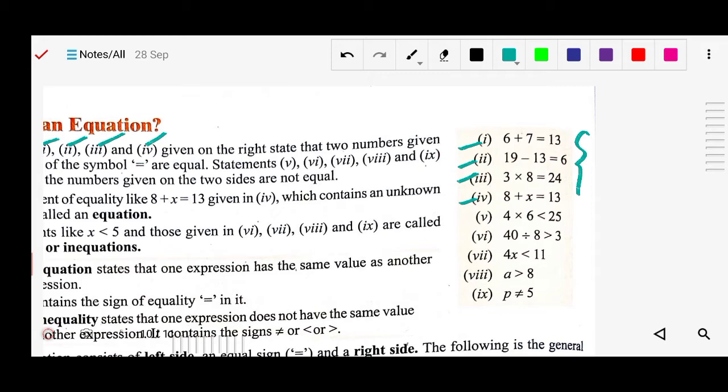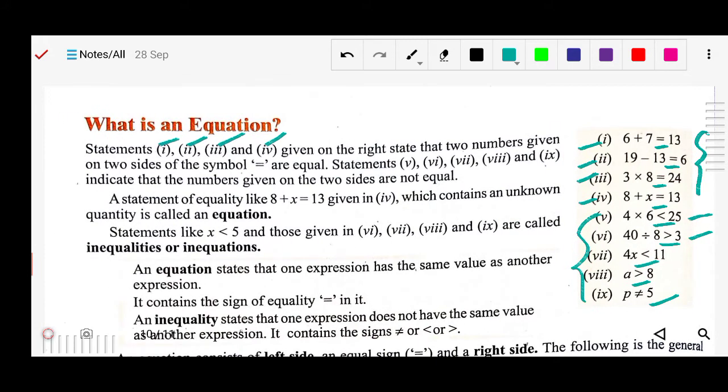Here you can see comparison signs, but in the earlier ones you can see the equal sign. If there is an equal sign in the statement, it is called an equation. That is equality. But less than, greater than, and not equal to are inequalities. In an equation, the two sides are separated by the equal sign.